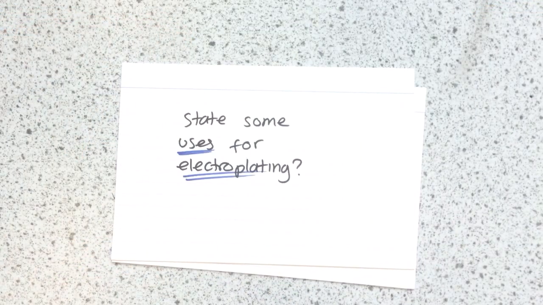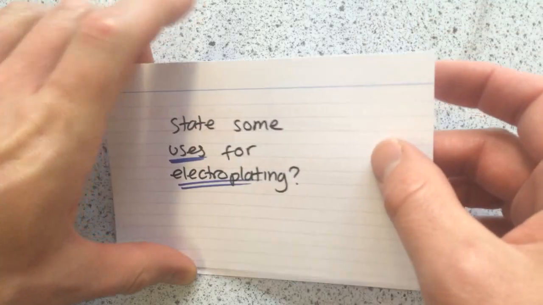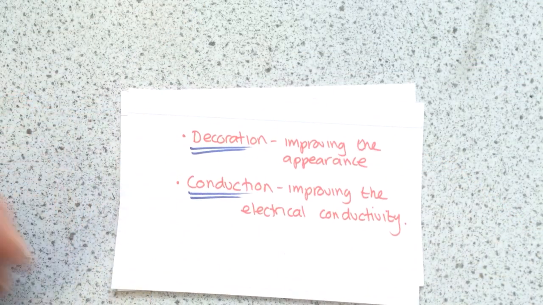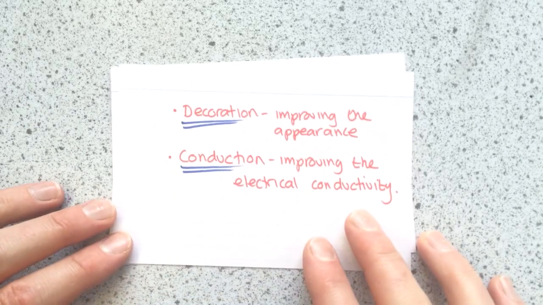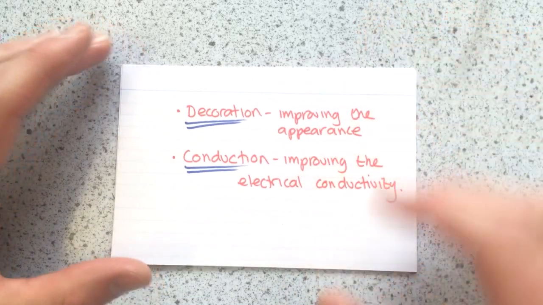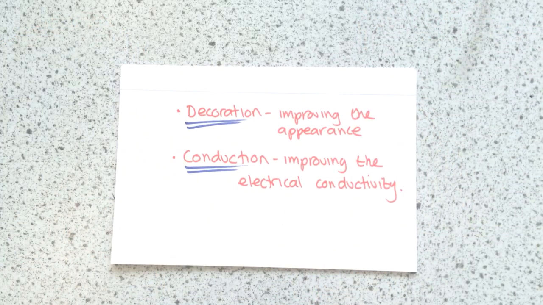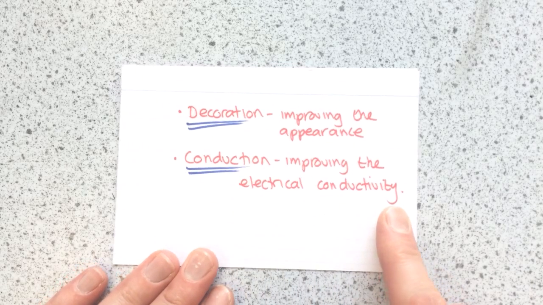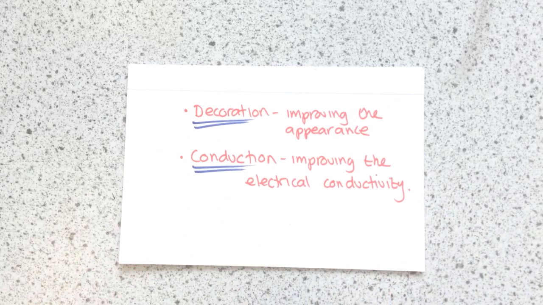Some of the uses of electroplating are for decoration, so improving the appearance of things, so things like silver plating you do to a material to make it appear that it's silver. It's actually only got a very thin coating of silver on the outside, so that reduces costs. Or to improve the electrical conductivity of a material by putting a thin coating of a metal on the outside, you can improve its electrical conductivity.